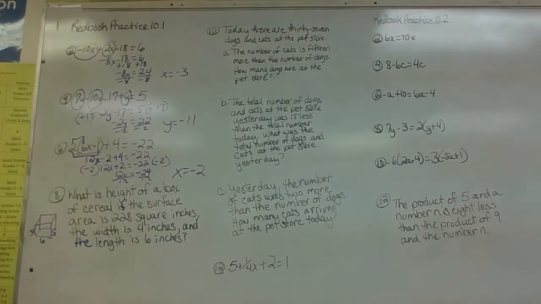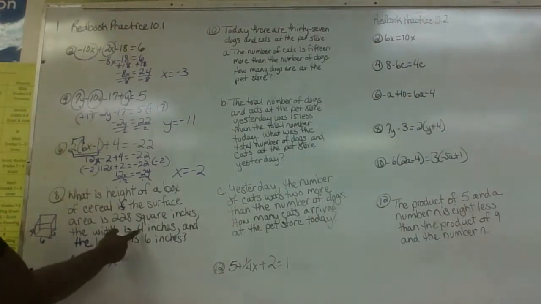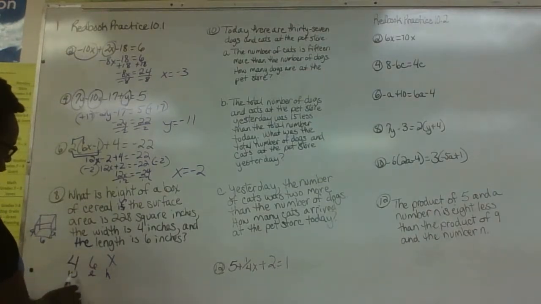And we do know that when we do surface area, we have 3 numbers. In this case, this is our width, our length, and this is our height. And so we are multiplying the 2 faces that are width and length, and then the 2 faces that are length and height, and then the 2 faces that are width and height.